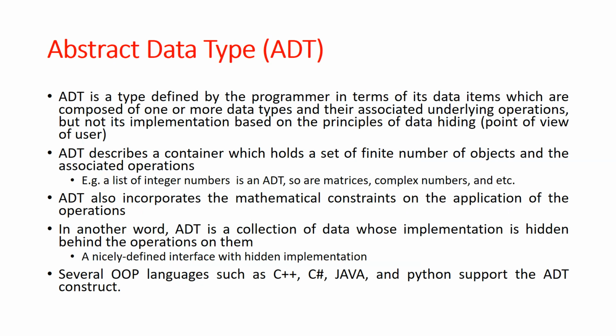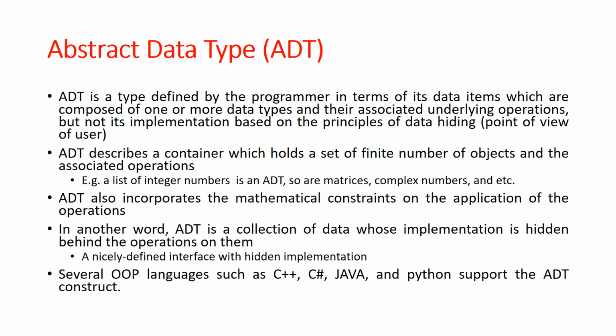An abstract data type, in short ADT, is a data type defined by the programmer in terms of its data items, which can be composed of one or more primitive data types, and also their associated underlying operations. But the implementation of that data type is hidden on the principles of data hiding. So an abstract data type looks at something from the point of view of the user. An ADT basically describes a container that holds a finite number of objects and their associated operations.